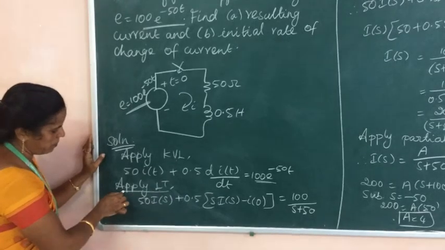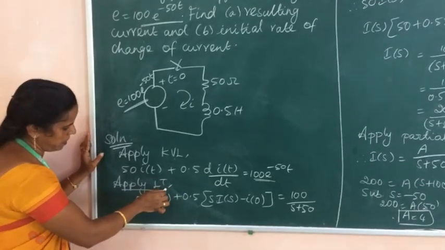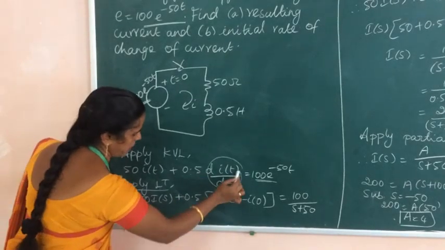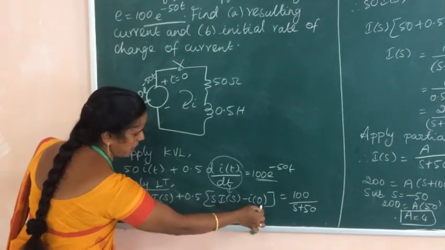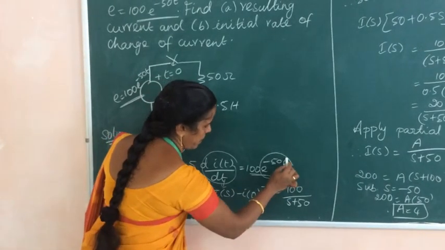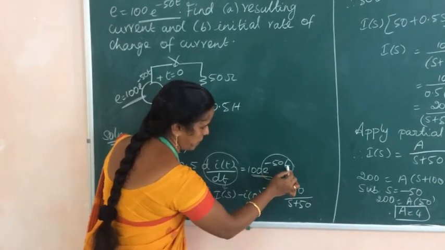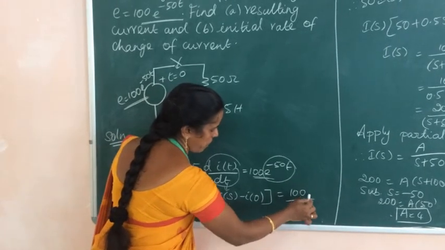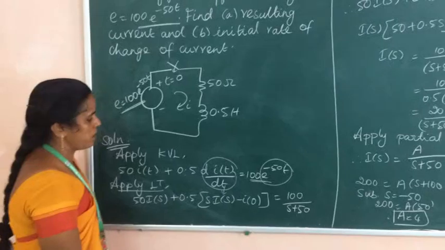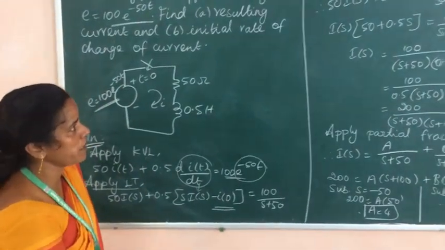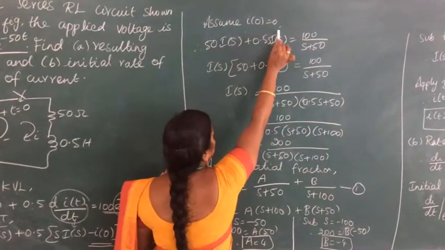So the second step we are applying is taking the Laplace transform. So 50 into I of s plus 0.5 into s into I of s minus I of 0, that is equal to 100 into, for this e power at term, e power minus 50t, its Laplace transform is 1 by s plus a. So 1 divided by s plus 50. The initial current in this problem they haven't given, so we are assuming that I of 0 is 0.